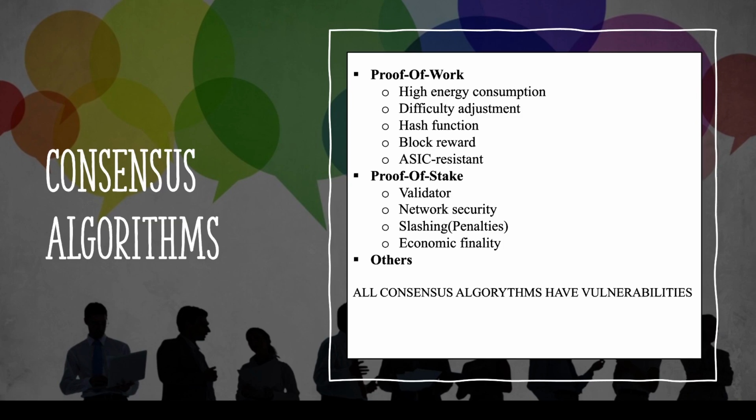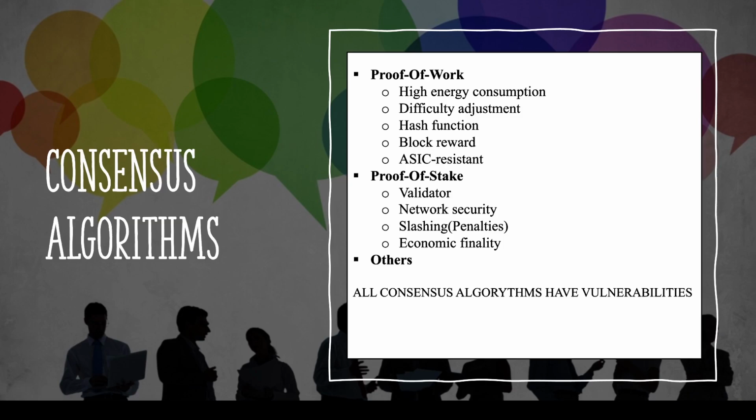Also, there are a lot of types of blockchain consensus algorithms. You can read about them on websites. There is a lot of information on the internet. But you have to notice that all of the consensus algorithms have their vulnerabilities. For example, the proof of work consensus algorithm has a 51% attack vulnerability.